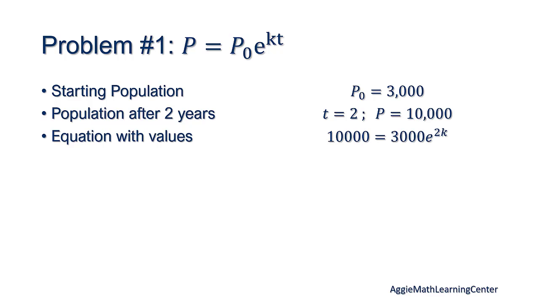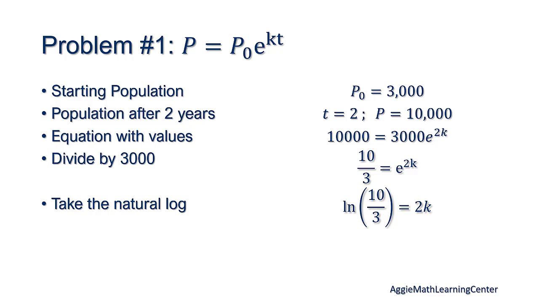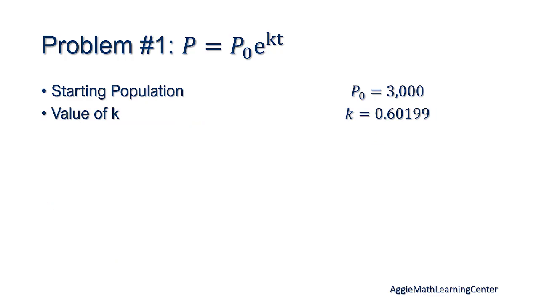With the information we have, our equation is 10,000 equals 3,000 times e to the 2k. We'll solve for k by rearranging our equation. First, we'll divide 3,000 from both sides to give us 10 divided by 3 equals e to the 2k. We can then take the natural log of both sides to get k out of the exponent. This will leave us with the natural log of 10 over 3 equals 2k. We then divide by 2 to get an expression that we can put into our calculator. This gives us k equals 0.60199.